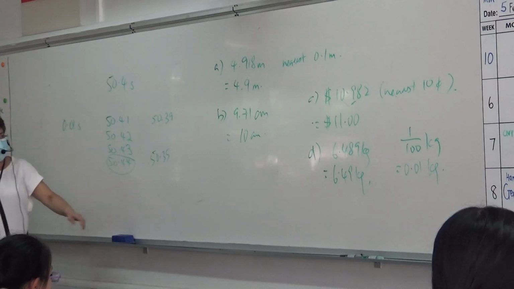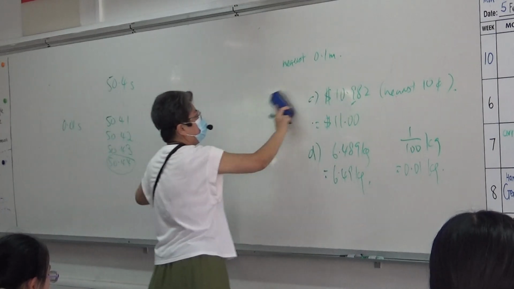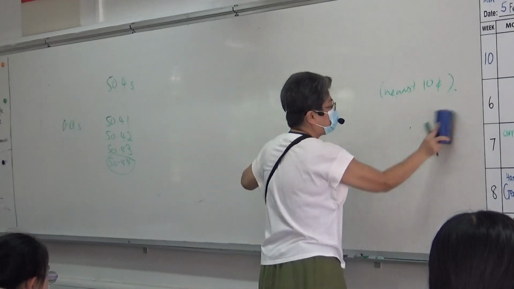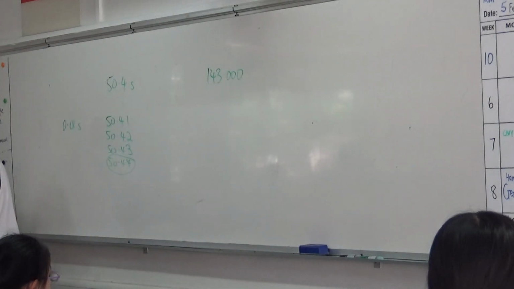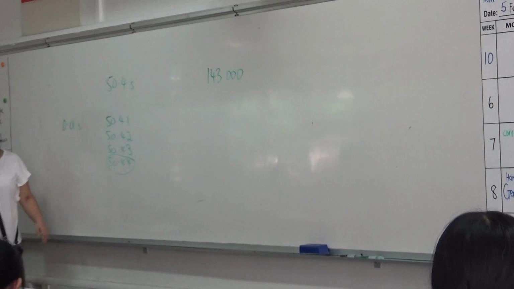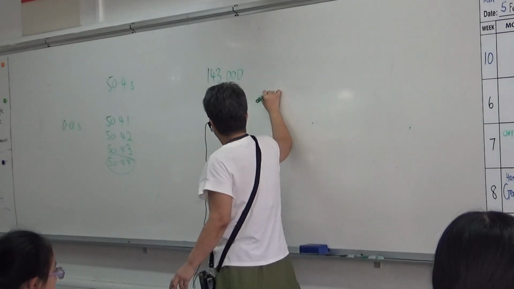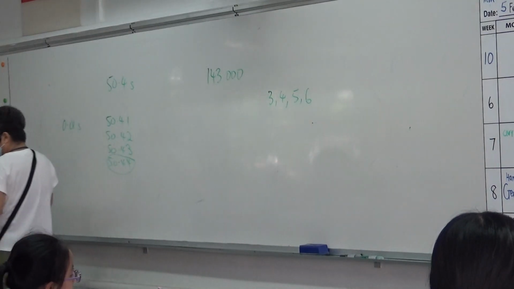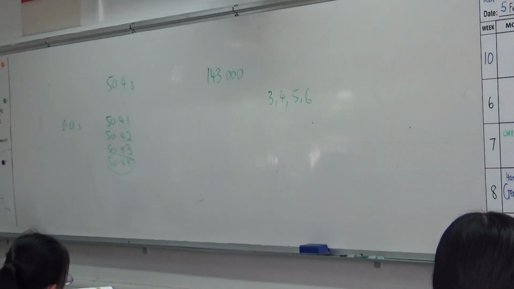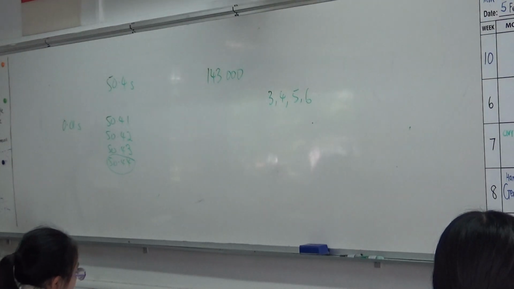The number 143000 is corrected to X significant figures. Write down the possible value of X. That means it can be 3, some more? 4, 5, or 6. Do you agree that this number can be corrected to 3, 4, 5, or 6 significant figures? Are we clear about this? Can you answer all these questions?